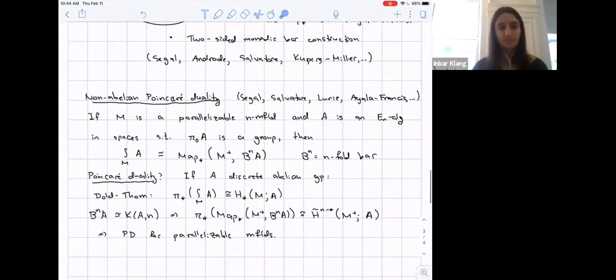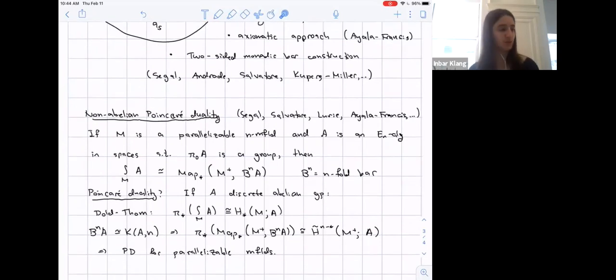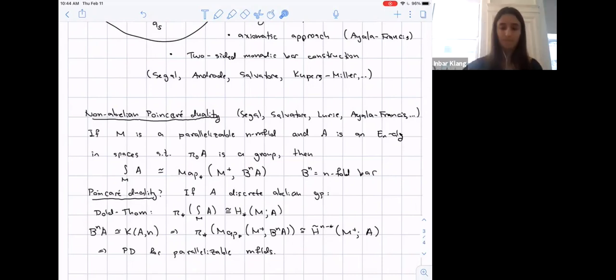Okay. So next I want to move on to introducing equivariant factorization homology, but I'll just pause here in case there's any questions. All right.